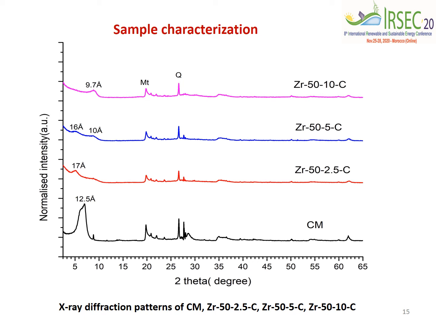In 5C we can see we obtained 2 small peaks, which tells us that our clay structure got distorted and damaged. In 10C we can see the first peak has a basal spacing of 9.7 angstrom, which is almost the thickness of one silicate layer. So it tells us that pillaring has not happened at all in this sample and our clay got exfoliated.